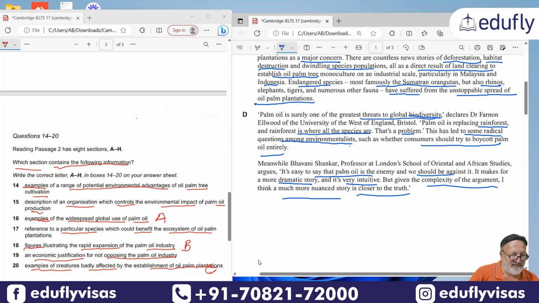Okay, so let's see the boycott. Examples of a range of environmental advantages. So we don't have advantages, so this cannot be the answer. There's no organization, I think. So this cannot be the answer. Then you have reference to a particular species. They have not mentioned any particular species which could benefit. So this cannot be the answer. And economic justification for not opposing the palm industry. What is the economic justification? I don't see any justification for not opposing.